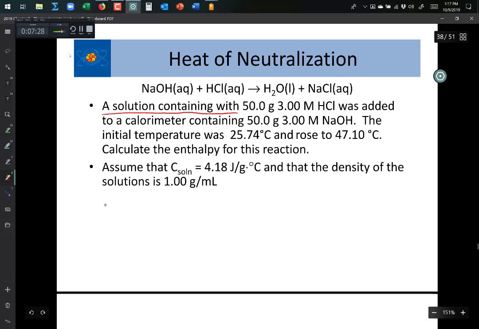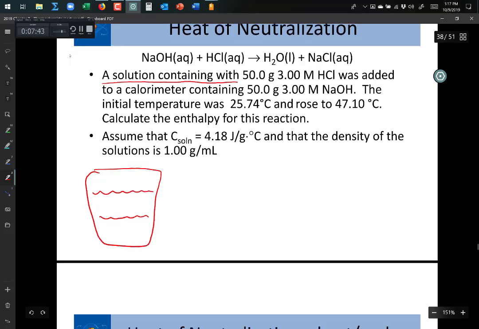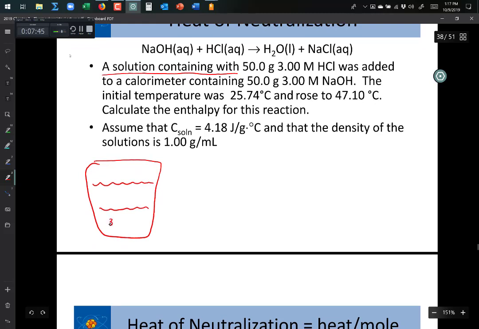So let's see, let me draw my calorimeter. This helps in these problems a lot if you just draw these. That's a horrible calorimeter, but you get the idea. It has a thermometer in it, but I'm not going to draw the thermometer. So I have 3 molar HCl and 3 molar NaOH. And 50 grams of each.